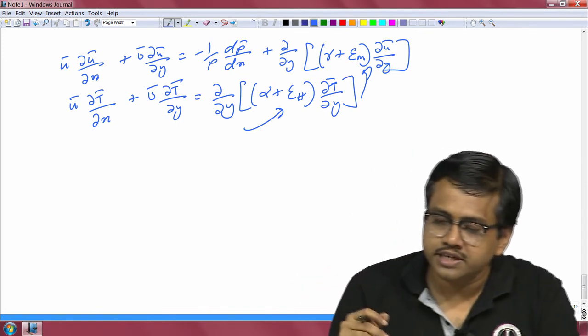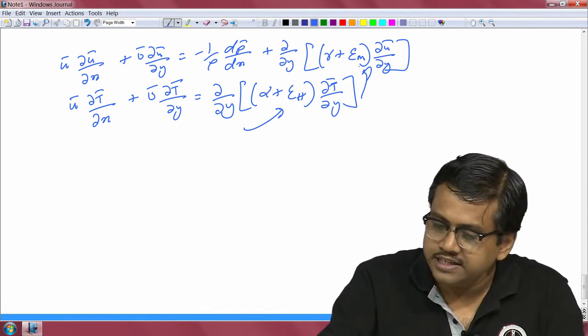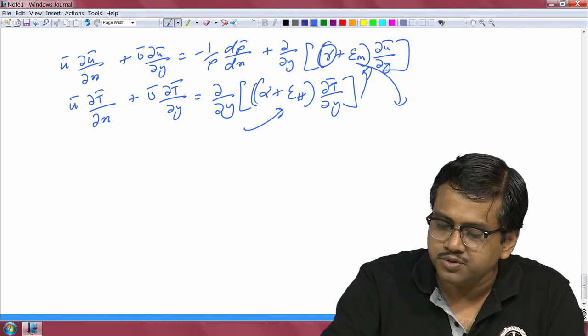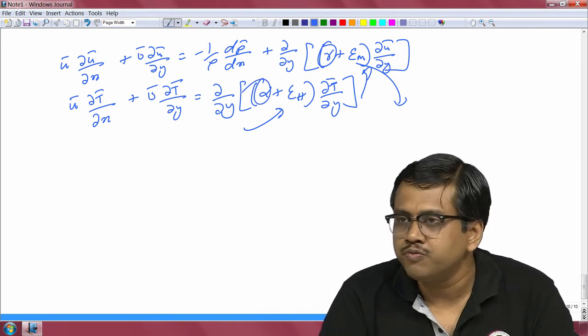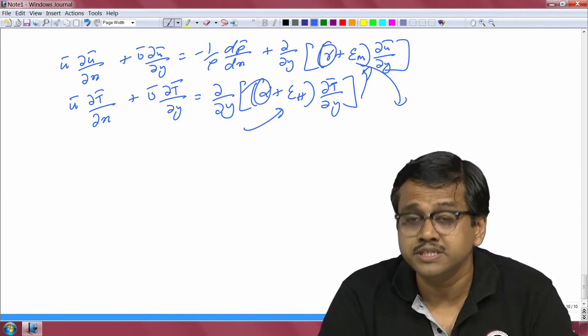Now, of course, as you can see over here, these two terms, unlike these two, are not flow properties. These are not material properties.